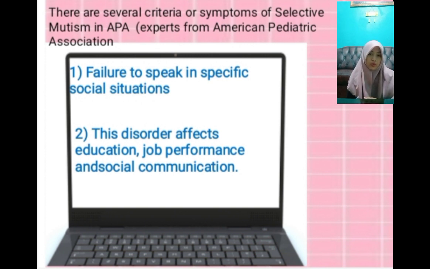Six, inability to speak in other social situations. Usually, people with selective mutism use nonverbal communication to express needs, for example, nodding the head, pointing, shyness, fear of people, and unwillingness to speak. And the last, this disorder often appears with other disorders such as anxiety, depression, developmental delays, language problems, obsessive compulsive disorder, or OCD.